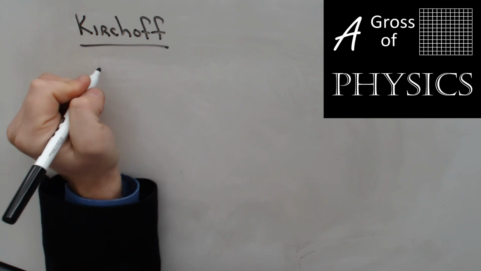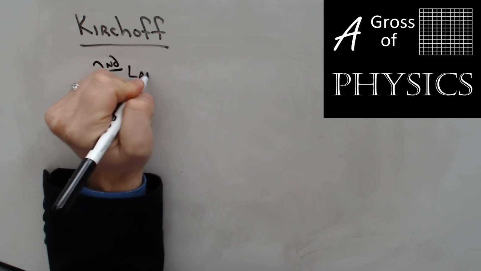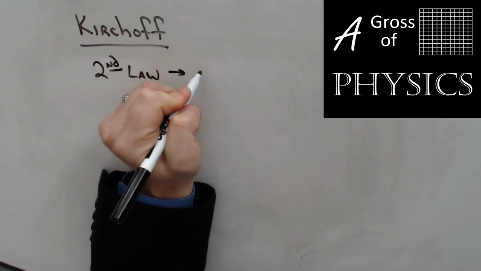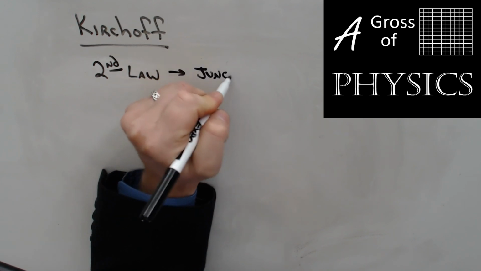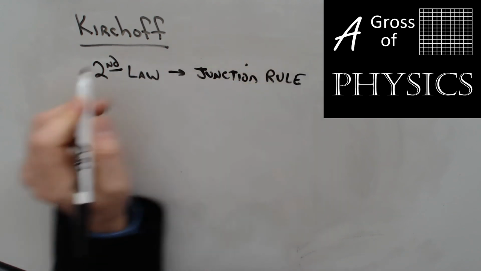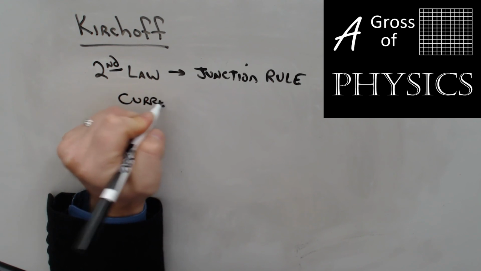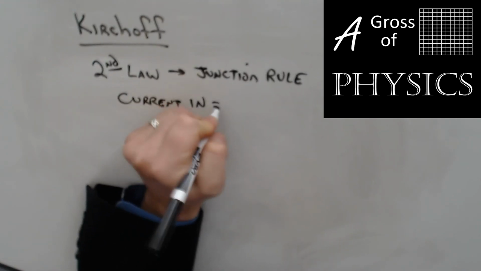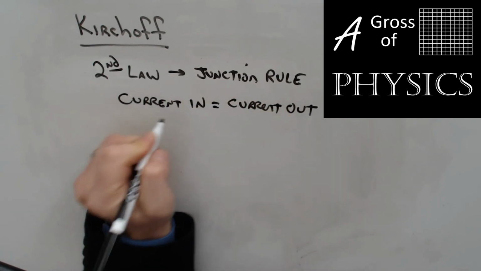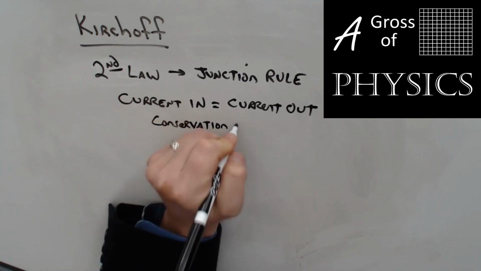Now, Kirchhoff had two laws that were important in what we've been doing, and Kirchhoff's second law dealt with the parallel circuits, and it's called the junction rule. And basically it says the current into a junction has to equal the current out. And that is conservation of charge.